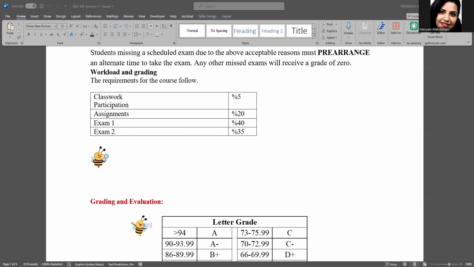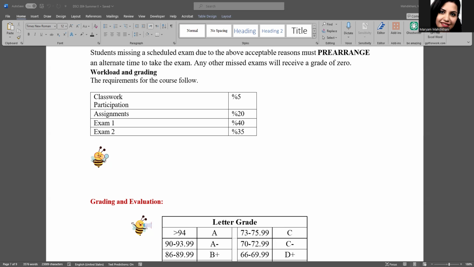So I have the class participation at 5% of the total final grade. Assignments take 20%, exam 1 40%, and exam 2 35%. So now let's discuss what class participation at 5% means.